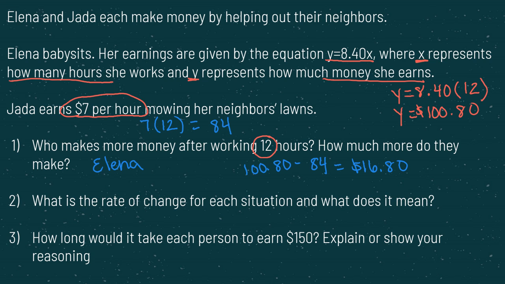So number 2 says, what is the rate of change for each situation and what does it mean? So the rate of change is per one. So in this case, we're talking about hours. So it's going to be the amount that they make per hour. Elena makes $8.40 per hour, right? Because y equals 8.40x, where x is the number of hours. So $8.40 would be for Elena. And then for Jada, it just straight up tells us that she makes $7 an hour. So what does it mean? It means how much they make an hour.